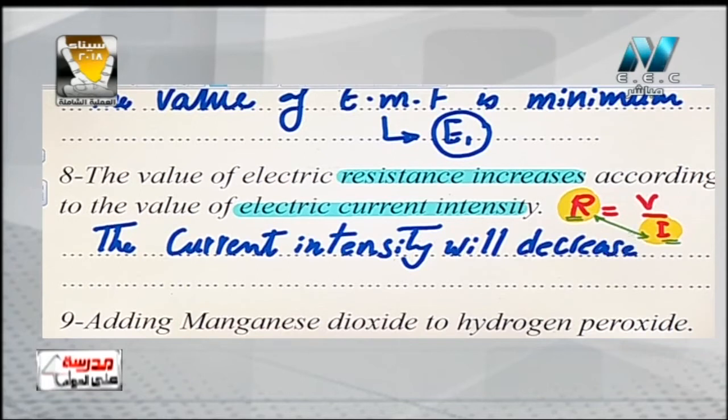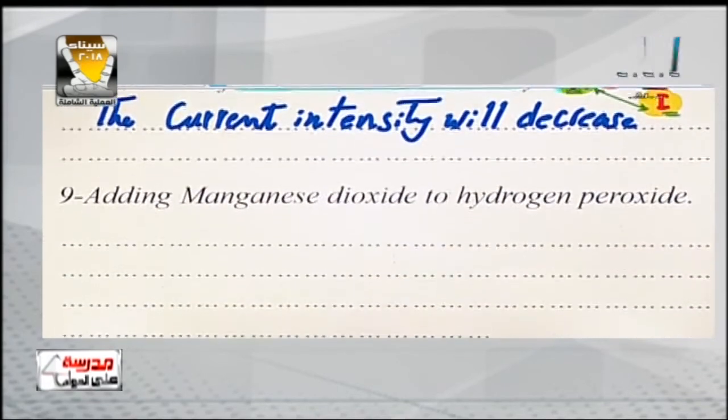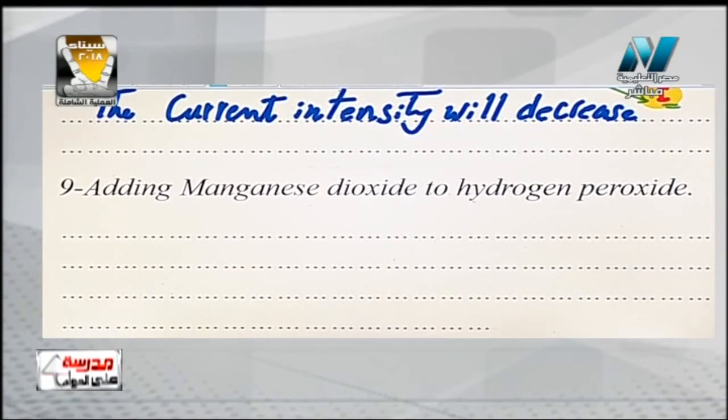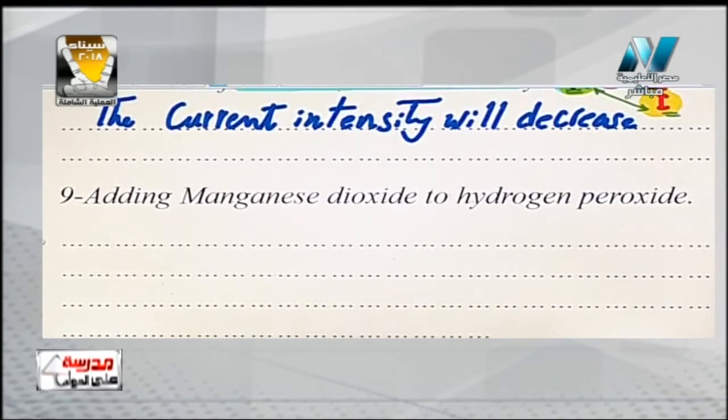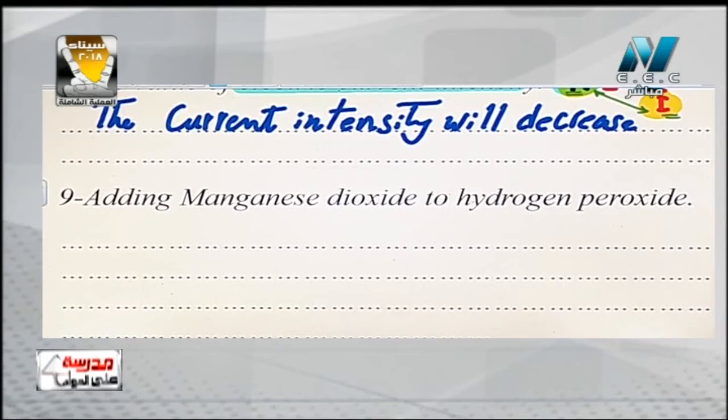At the same time, we should remember the relation between R and V here. The relation between them is directly proportional, which means if the electric resistance increases, the potential difference will increase between the two points of the electric conductor. Next one, adding manganese dioxide to hydrogen peroxide. Here we have to remember the catalyst as one of the factors affecting the speed of chemical reaction.